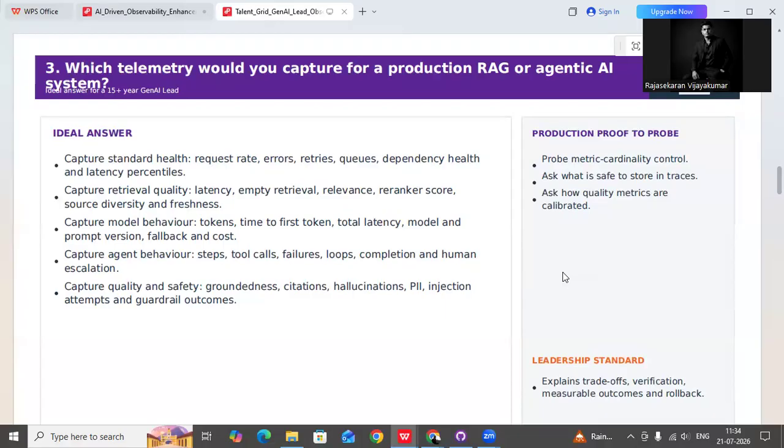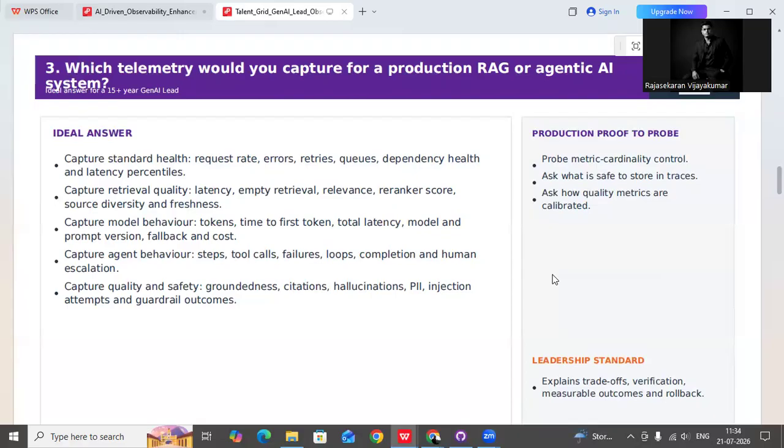In metrics, I will be capturing the count of requests, the latency, the tokens, input tokens and output tokens, the hallucination rate, and the success rate of the entire request. When it comes to traces, as I said in the previous one, the entire flow of the process, each step that is part of the entire flow, I will be capturing in the traces also. These are the telemetries I will be capturing in a production RAG system.